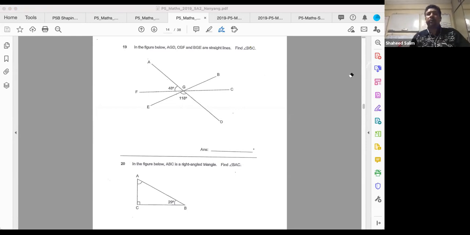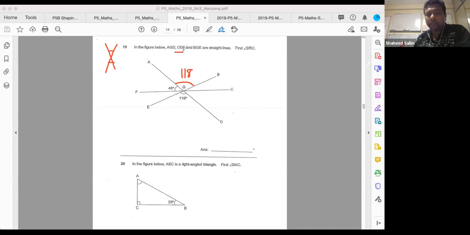I will run through it very clearly. Now remember, the vertically opposite angle, what is it? Opposite angles are the same. So this angle you know already. What is this angle? It's 118. Now down here, they tell you what are straight lines. FGC is a straight line.